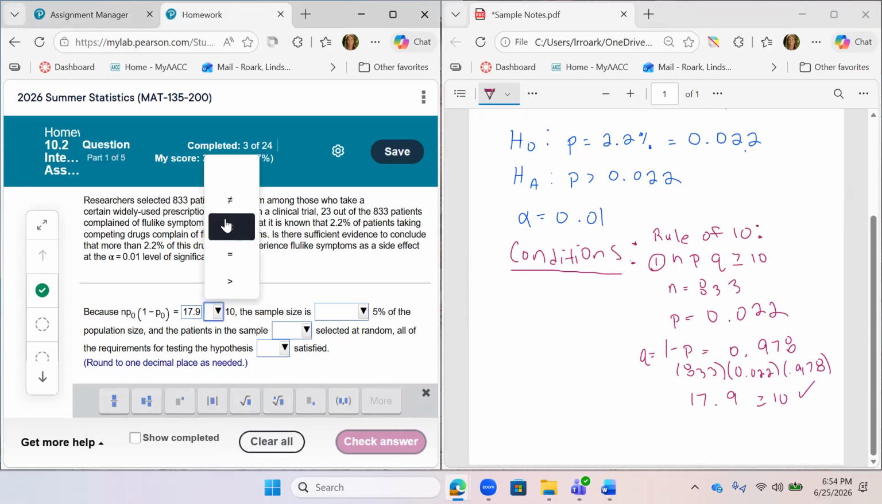Okay, and so this one always has to be greater than 10. That's just what the rule of 10 is. I put greater than or equal to because, you know how it is, now that we're in proportions, the difference between 10 exactly and 10.000001 is really no difference. So sometimes you'll see greater than, sometimes you'll see greater than or equal to, and it's not making a difference either way.